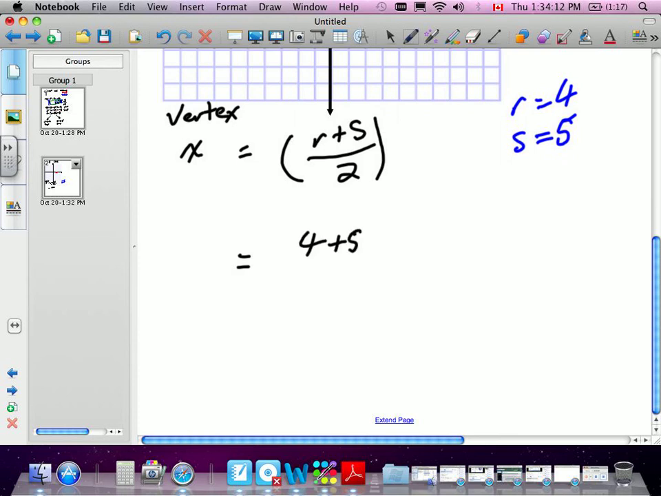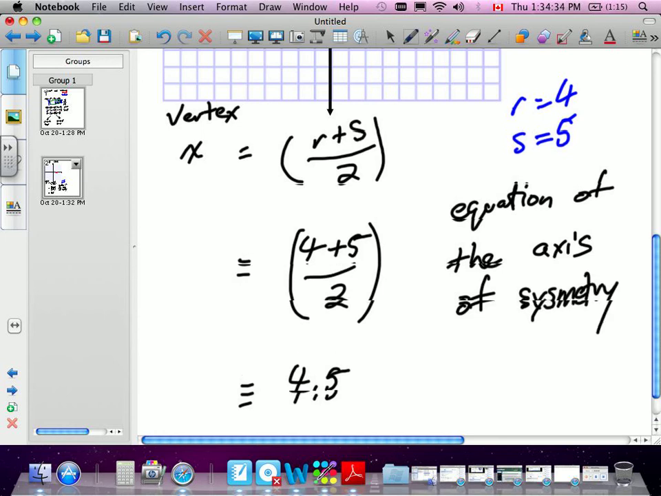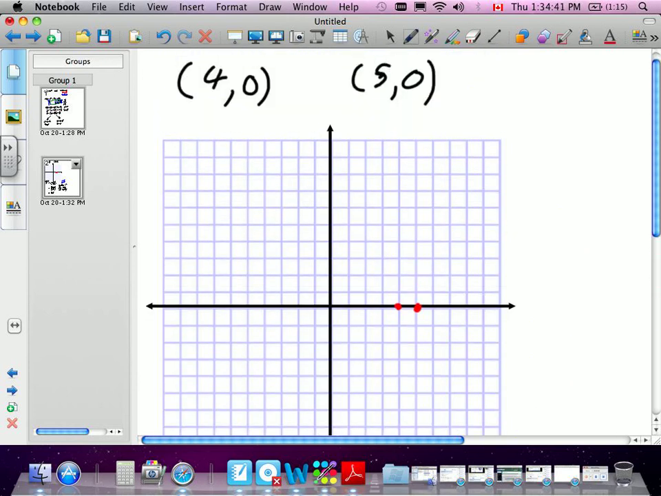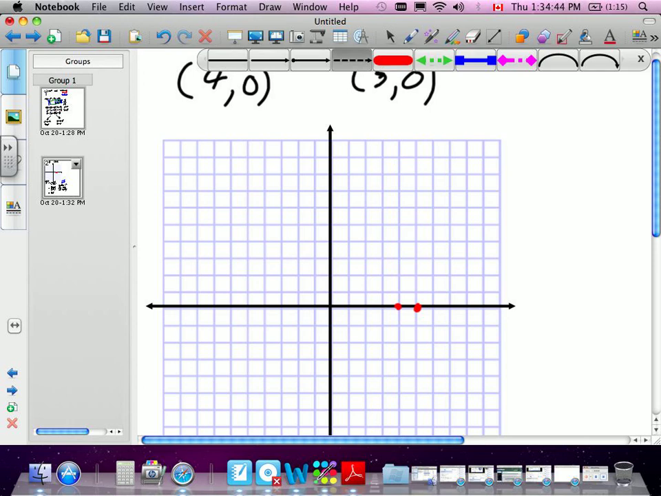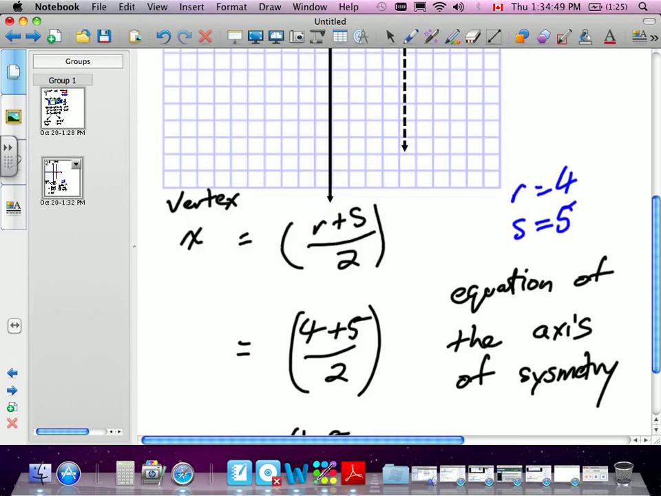So there's our axis of symmetry. The equation of the axis of symmetry. What do R and S stand for? Those are the zeros. Would it have mattered if you made the R 5 and the S 4? No, it wouldn't matter. Our axis of symmetry goes down right in between. That's not perfectly drawn. So the equation is x is equal to 4.5.